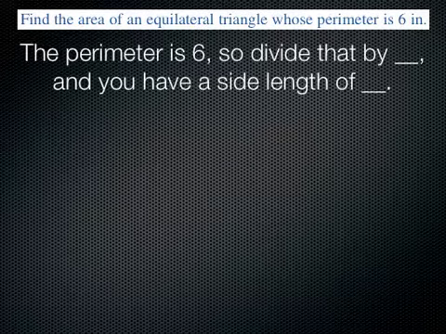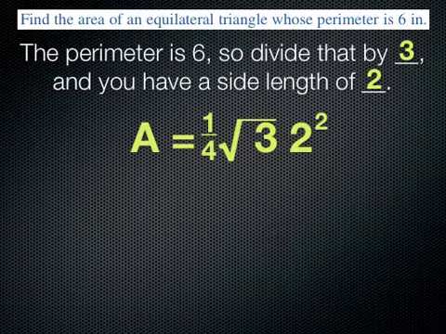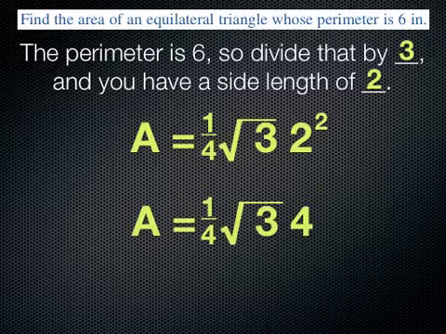The next question asks us to find the area of an equilateral triangle whose perimeter is 6. If the perimeter is 6 and I have an equilateral triangle, I can divide 6 by 3, and you have a side length of 2. Now I'm ready to plug in 2 for s, so area equals 1/4 the square root of 3 times 2 squared.